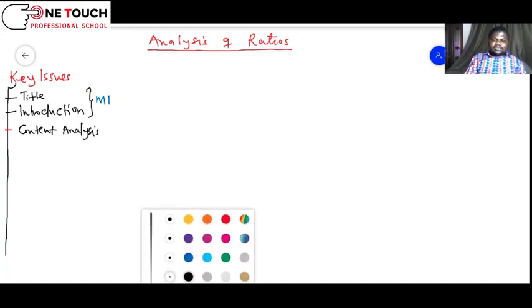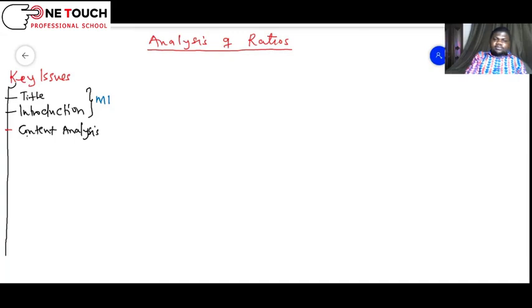Under the content analysis, you'll be telling us a lot, what the ratio represents. You do mathematical analysis and you tell us what it means and all those things. So this is where the main work is. It's all about the content analysis. After that, you conclude. That's all. So the 4 marks here, this one will take about 17 marks.